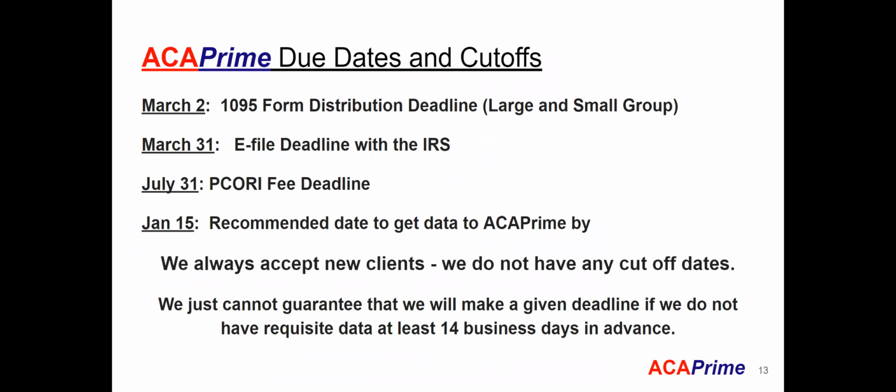ACA Prime due dates and cutoffs. March 2nd is the IRS deadline for 1095 form distribution. March 31st is the e-file deadline with the IRS for electronic filing of 1094 and 1095 data. That can be extended by a month if you complete an extension with the IRS. July 31st is the PCORI fee deadline. We'll talk about that later.